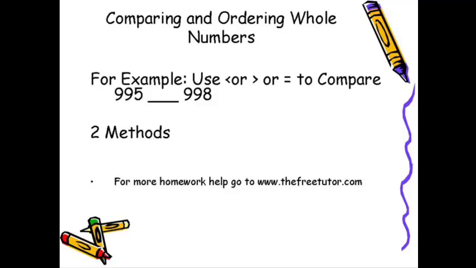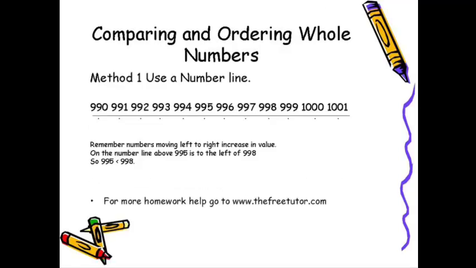Say, for example, we want to compare 995 with 998. Typically, when we compare numbers, we use the greater than or less than or equal signs to compare the numbers. There's two methods for comparing and ordering whole numbers. The first method is we can use a number line.